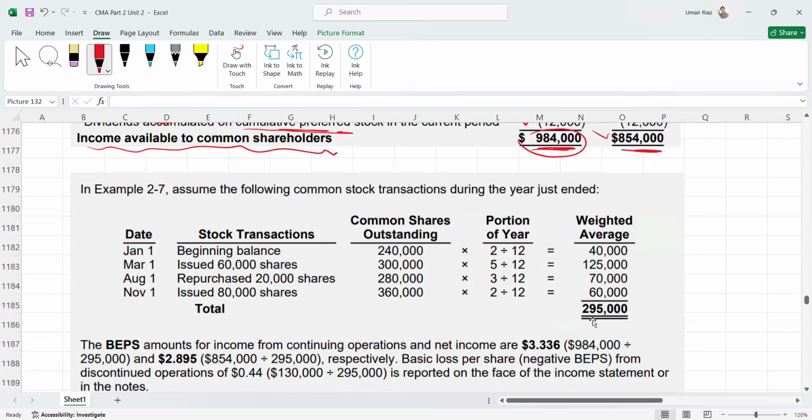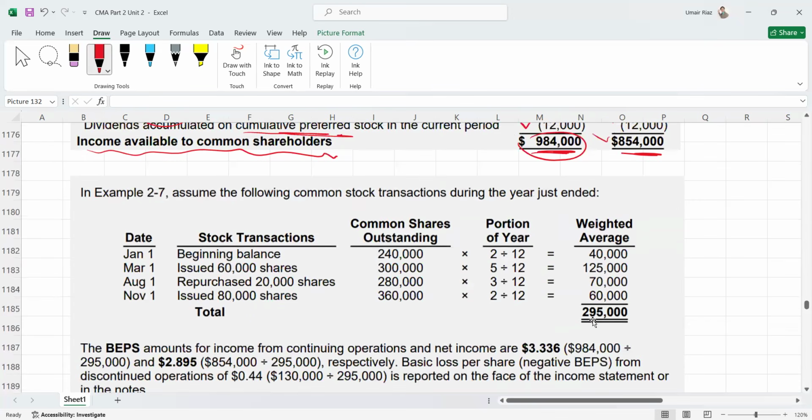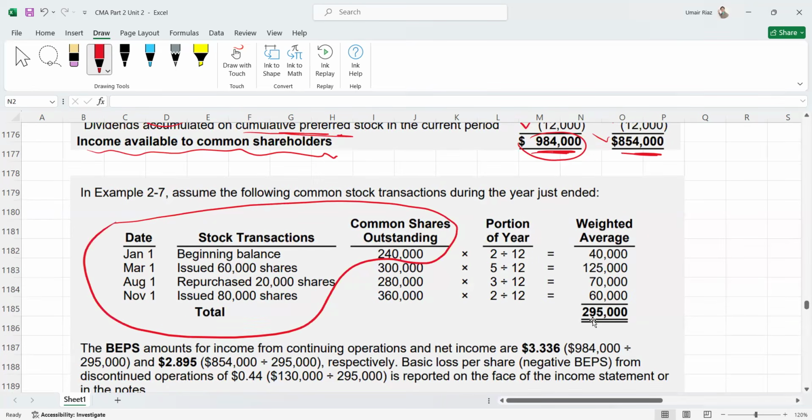Guys, for weighted average shares, first I'm assuming here we do not have any stock split and stock dividend. So we have only simple transactions. For example, we have beginning shares. This is the data which will be given in the question. This is how it will be given in the question. For EPS calculation, this data will be given, which is highlighted. The rest you have to calculate. For example, this is the data to calculate weighted average common shares outstanding.